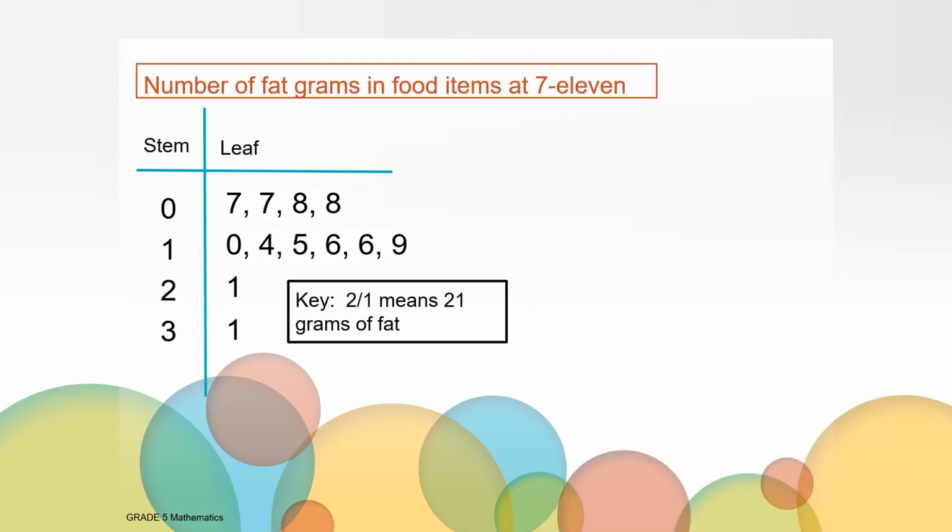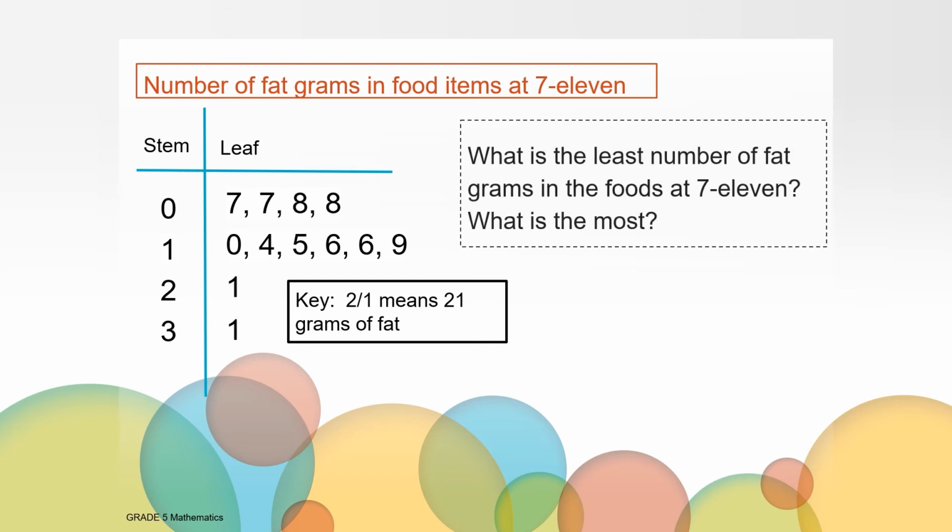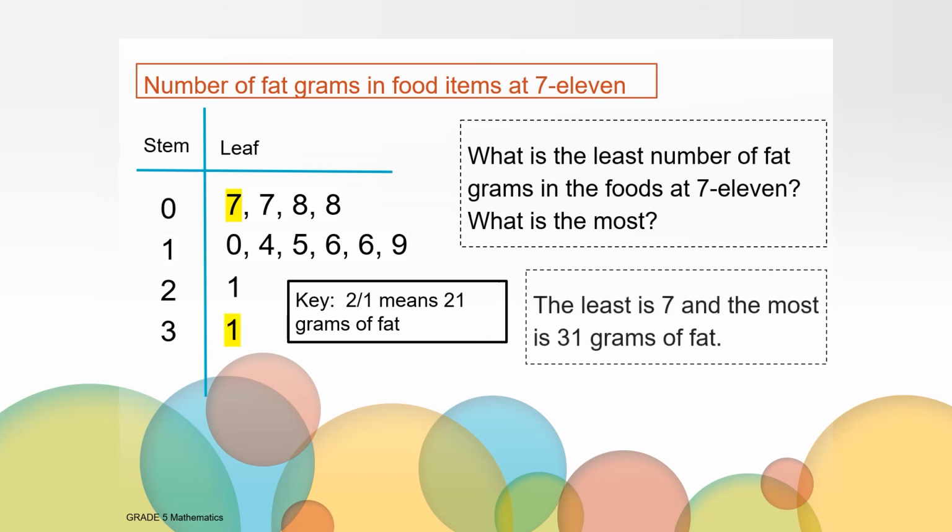Now, let's interpret data from a stem and leaf plot. What is the least number of fat grams in the foods at 7-Eleven? What is the most? So we know 7 is the least because that is the first data point on the plot. We know that the data has to be organized from least to greatest. So the first data point is always the least. The most is 31 grams of fat because that is the last data point on the plot.